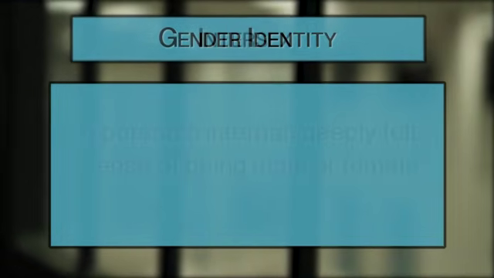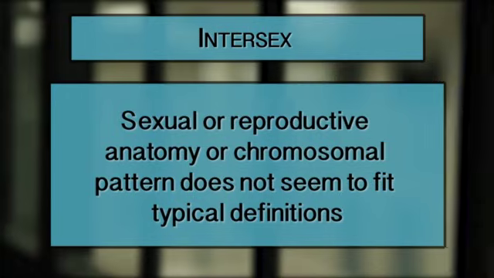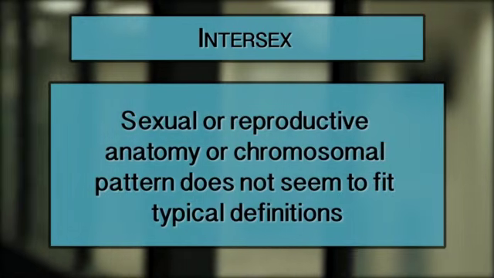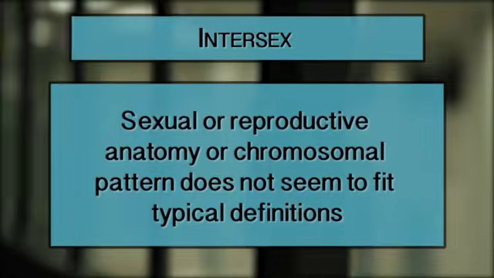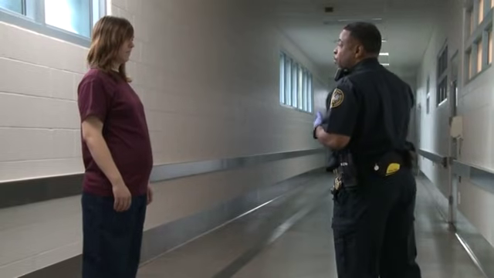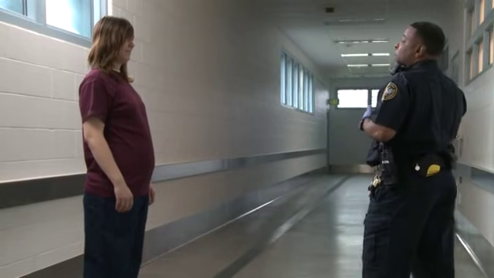Intersex is defined as a person whose sexual or reproductive anatomy or chromosomal pattern does not seem to fit typical definitions of male or female. The PAT search of transgender and intersex inmates and residents applies the same quadrant method, but the PREA standards require some special considerations. I'm going to conduct a PAT search at this time. Do you understand? Yes. Turn around and face the wall.